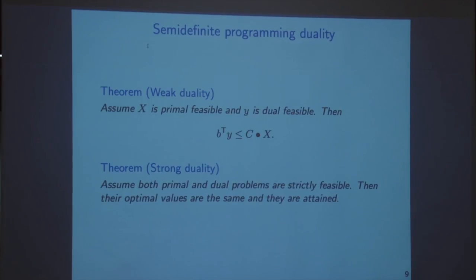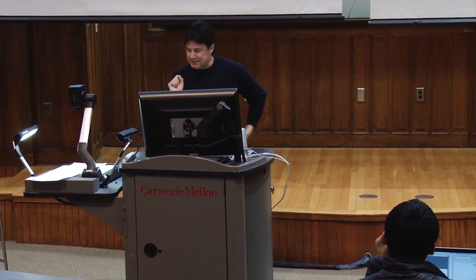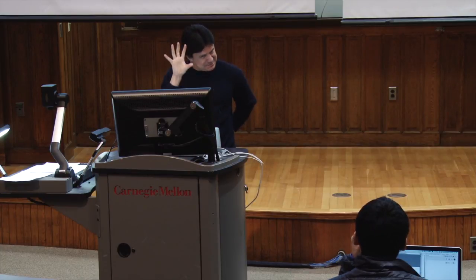Now, if we do not have that condition, then duality may break down. This is a really subtle distinction between linear and semi-definite programming. So let me give you a couple of examples to show how strong duality is a little more finicky in semi-definite programming than it is in linear programming.